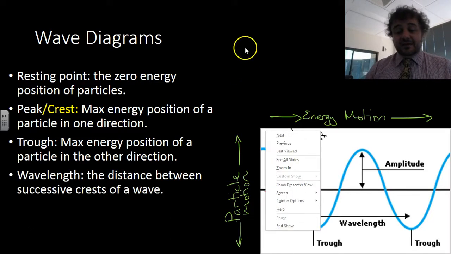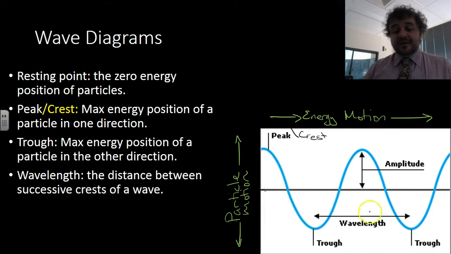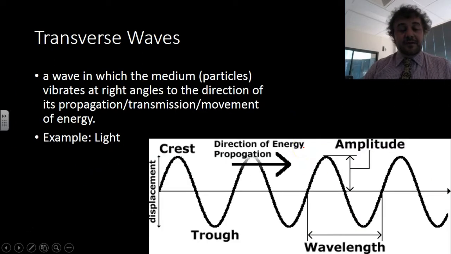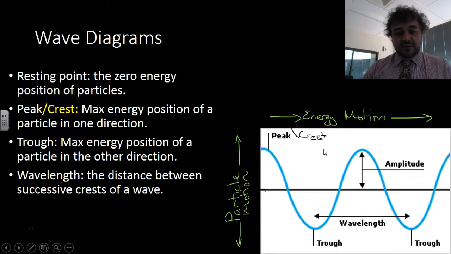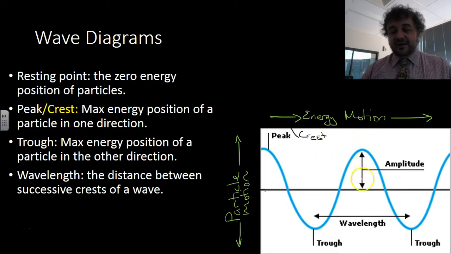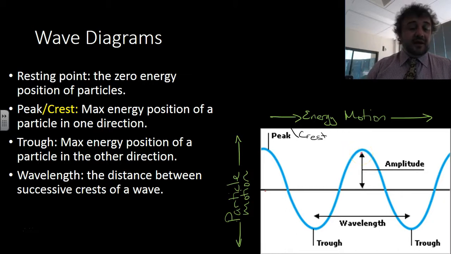Wavelength is the distance between two peaks or two crests or two troughs, because they're the same. We missed one. Amplitude. Amplitude is this one here, which is basically the intensity, how far it's moving.